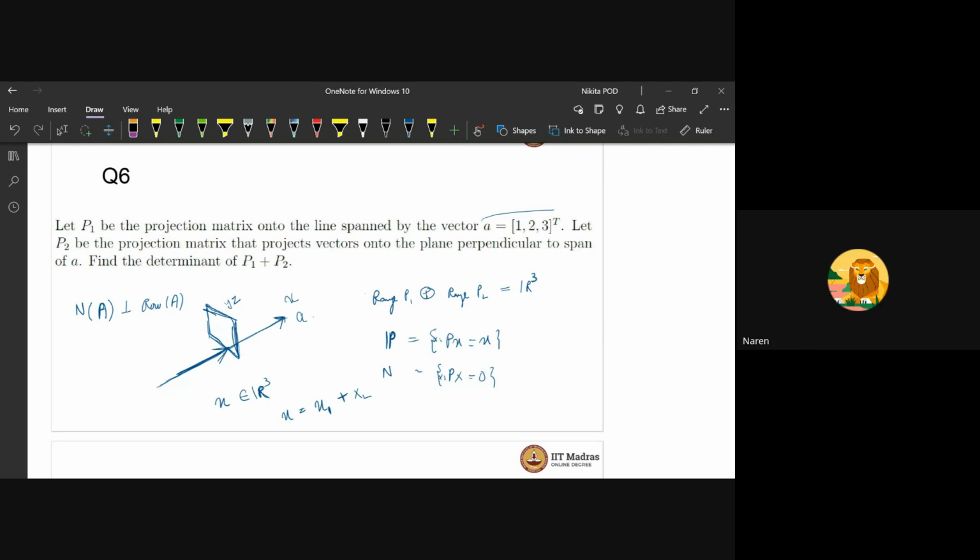And what is the answer, ma'am? Actually, the final answer will be 1 only, because P1 plus P2 is just the identity matrix. Ma'am, I actually understood till the part that when you consider both of the projection matrices together, you can actually reach the entire R3. But how is that actually related to the determinant of P1 plus P2?